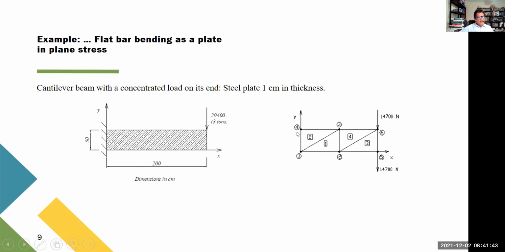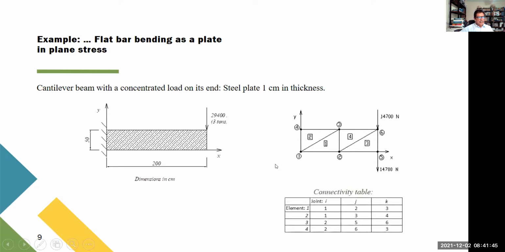After defining this discretization, this is the connectivity table. We can check, for example, element 4. Element 4 goes from joint 2, 6, 3. You see? In this sense, it's counterclockwise. And that's the same for each one of these 4 elements.